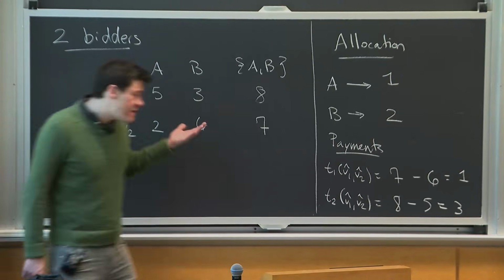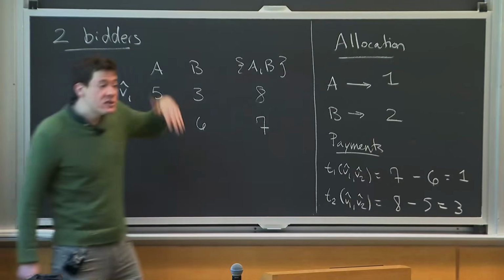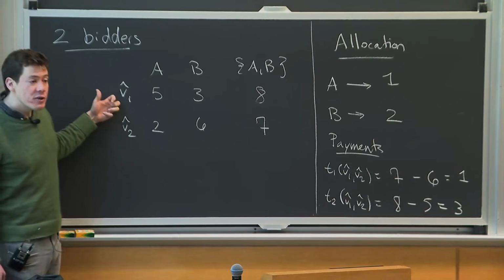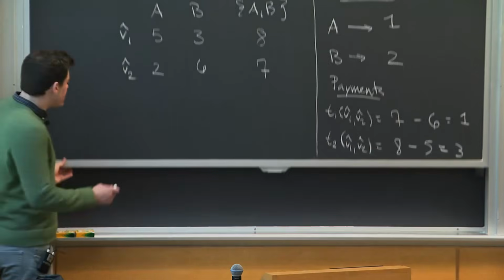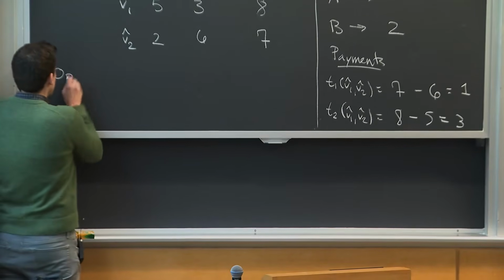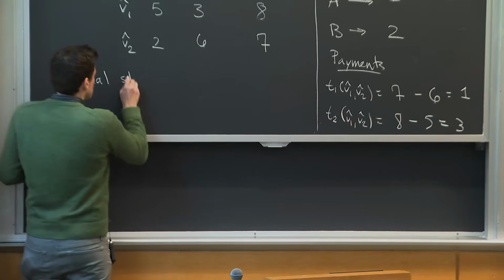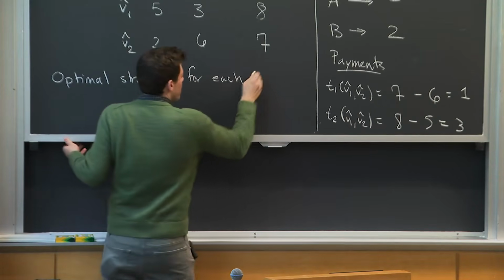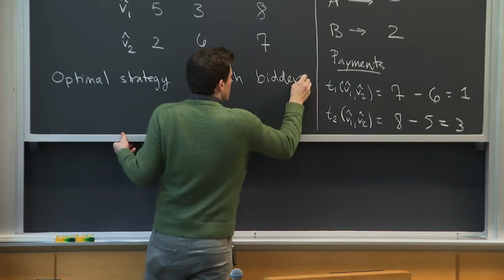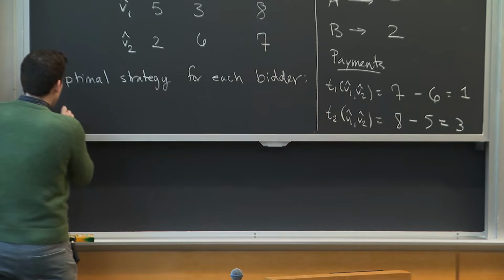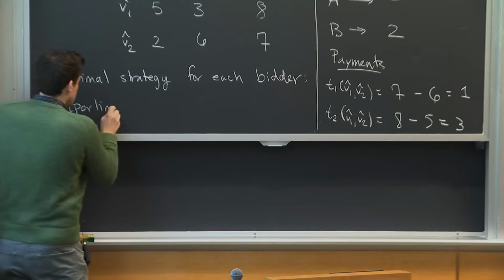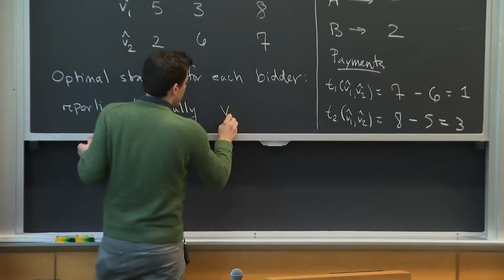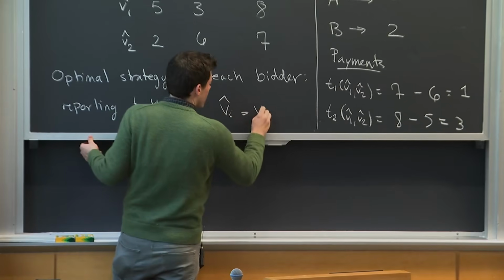And the result that I didn't prove, but that I claimed yesterday, is that if you use this kind of rule in a VCG auction, it's going to be optimal for each bidder to report truthfully. So I should maybe make a note on this. There's an optimal strategy for each bidder. And what is that strategy? Well, it's reporting truthfully. And we might call that vi hat equals vi.